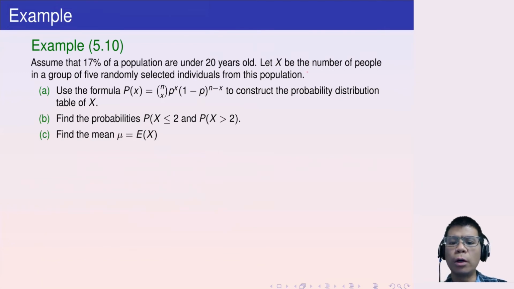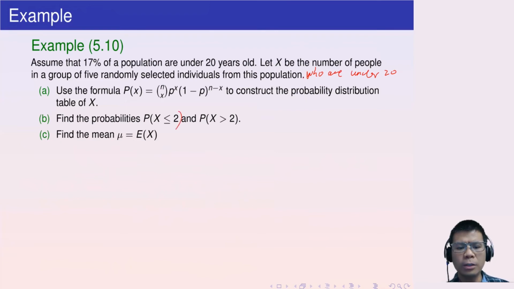Okay, so who are under 20? Who are under 20? Now, A, use the formula to construct a probability distribution table, and B, find the probabilities of X less or equal than 2 and X greater than 2, and find the mean, right?